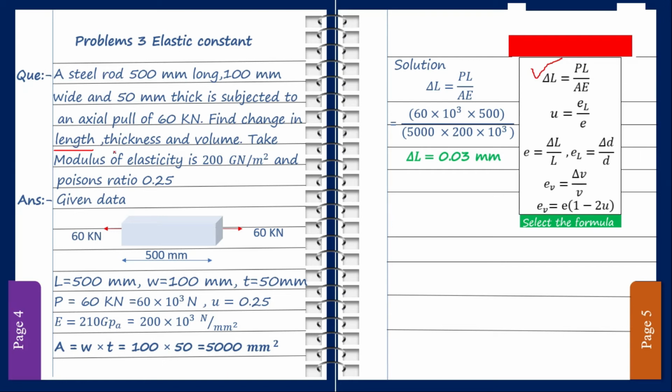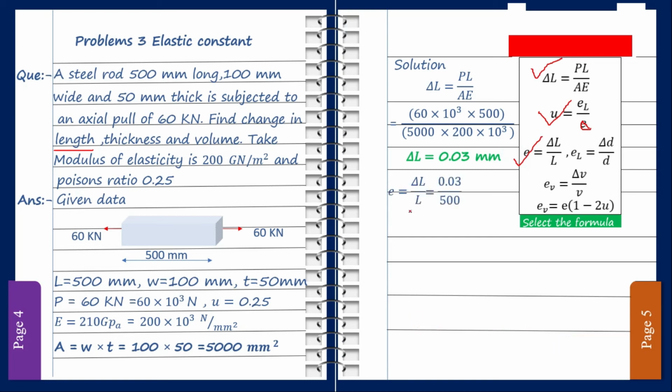My next concern is to find the change in thickness. If I want to find the change in thickness, this is the formula. Epsilon L is equal to delta T upon T. I don't know the epsilon L value, so I am getting epsilon L from this equation. Mu is equal to epsilon L upon epsilon. But epsilon L and epsilon both are absent here, so I am moving to the formula of epsilon. The formula of epsilon is delta L upon L. So delta L is available with me. L is known to me, so I can move to this formula. So this is the right choice for me.